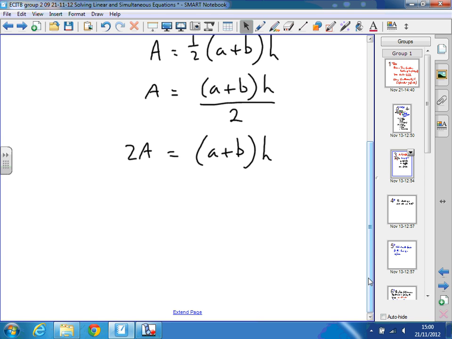Now at this point you might decide that you'll multiply out the brackets. But remember we're trying to get B on its own. So if I multiply out this bracket, I'm going to be multiplying B by H to get a term involving BH, which is probably not going to be useful because I want to get B on its own. So it's not a good idea in this instance to multiply out the brackets. What I want to do is to get rid of the fact that it's multiplied by H. By doing what? Divide by H, right. Divide both sides by H. 2A over H equals A plus B.